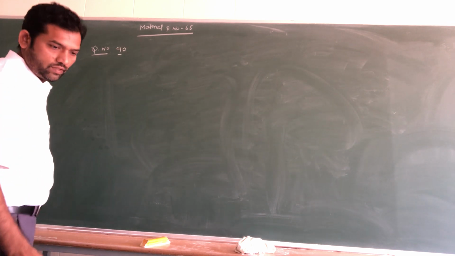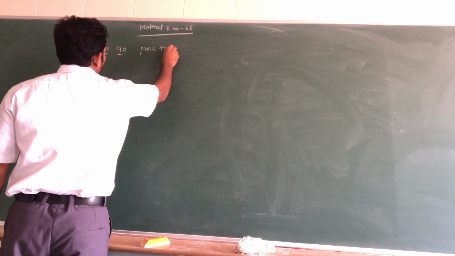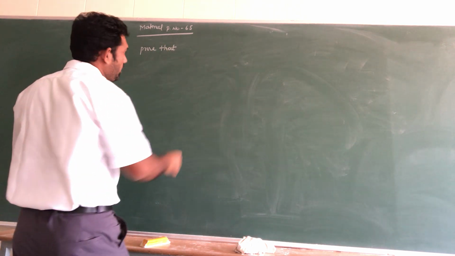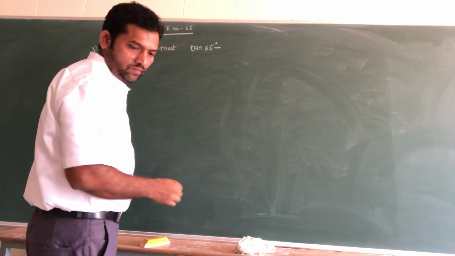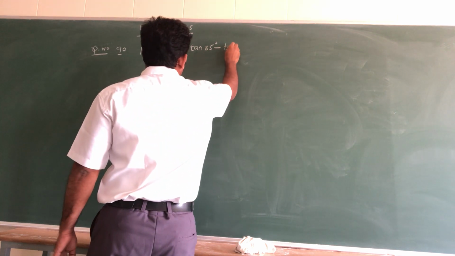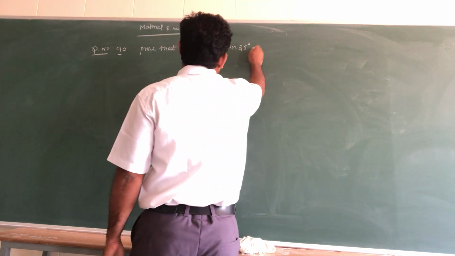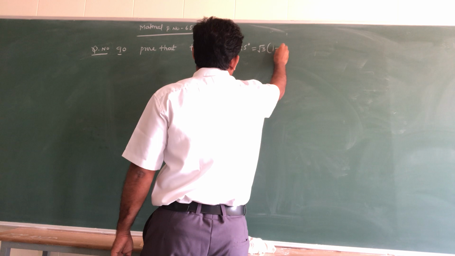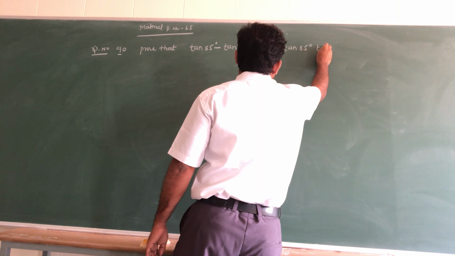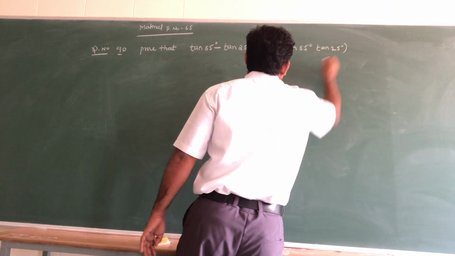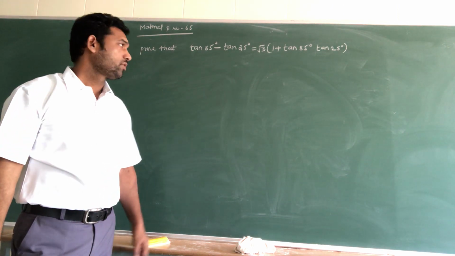Question number 90. What is that? Prove that tan 85 degrees minus tan 25 degrees divided by 1 plus tan 85 degrees tan 25 degrees is equal to root 3. So you prove this value.